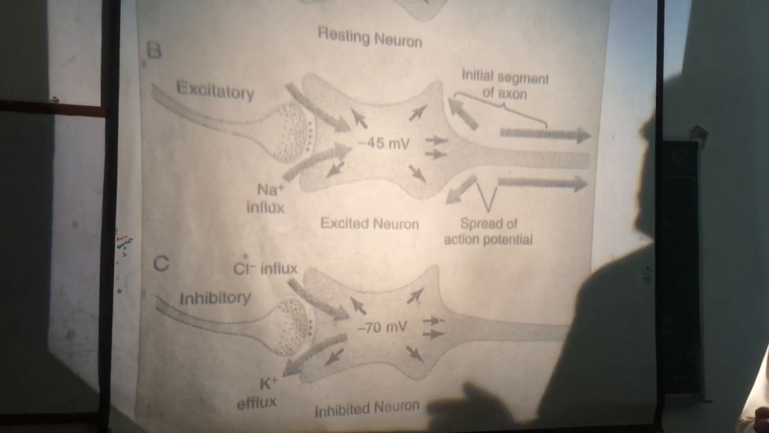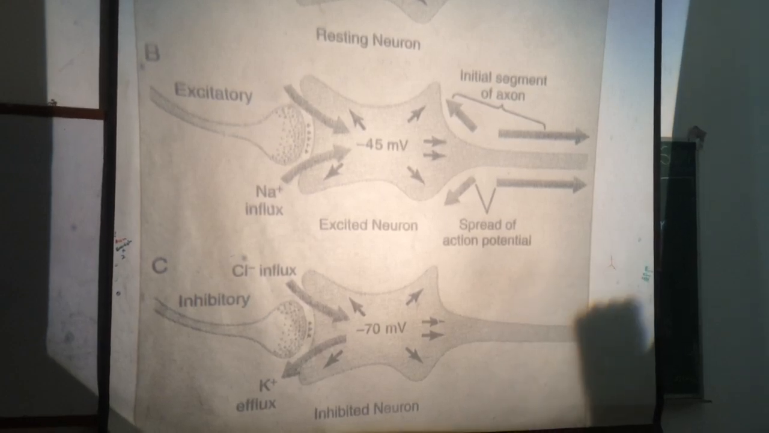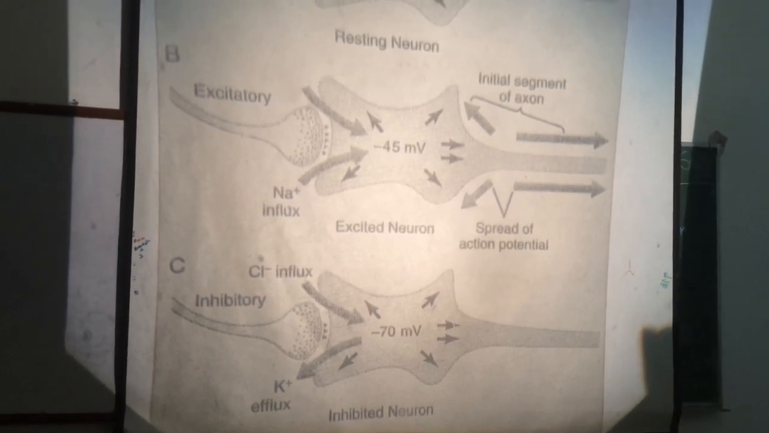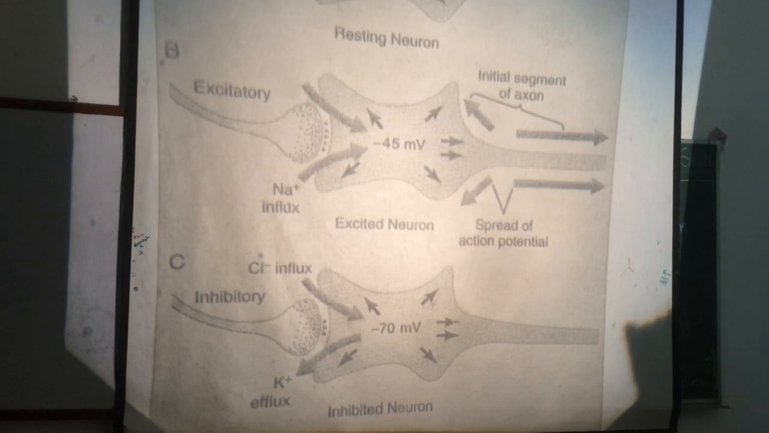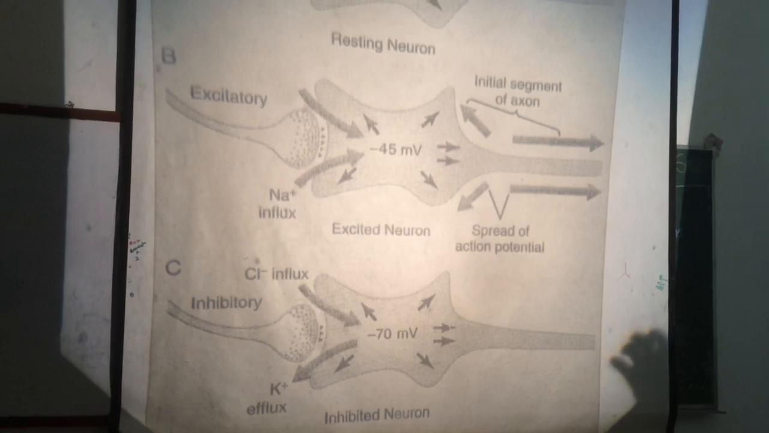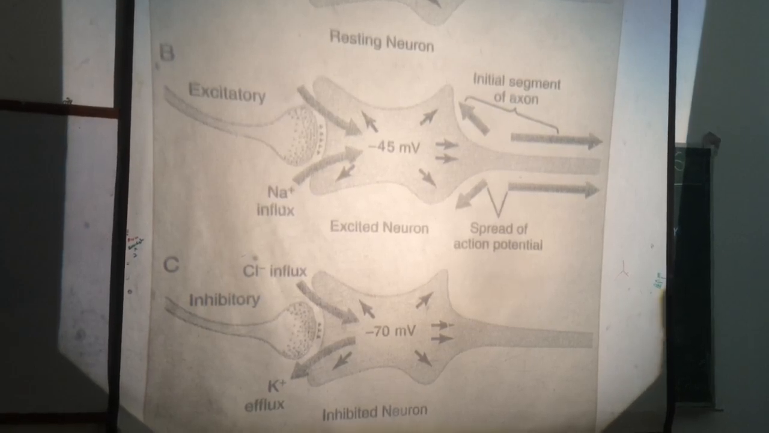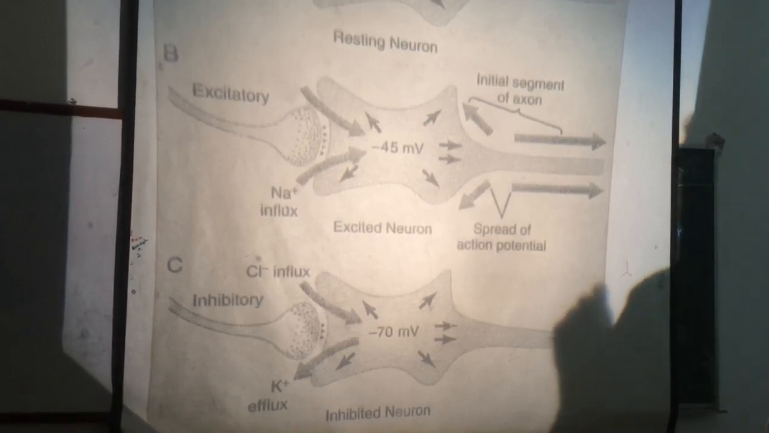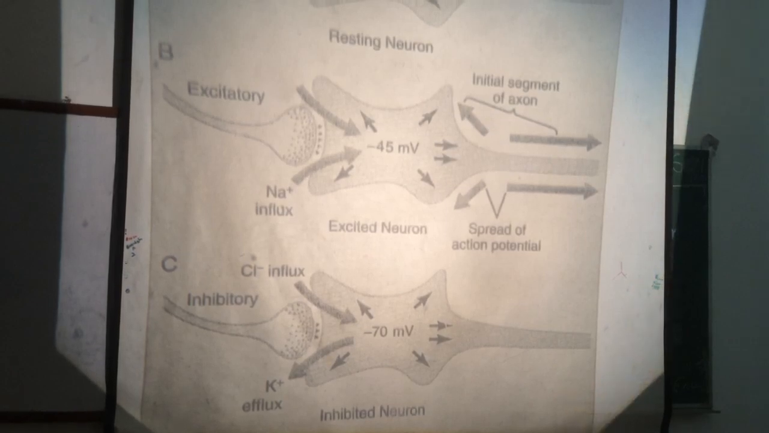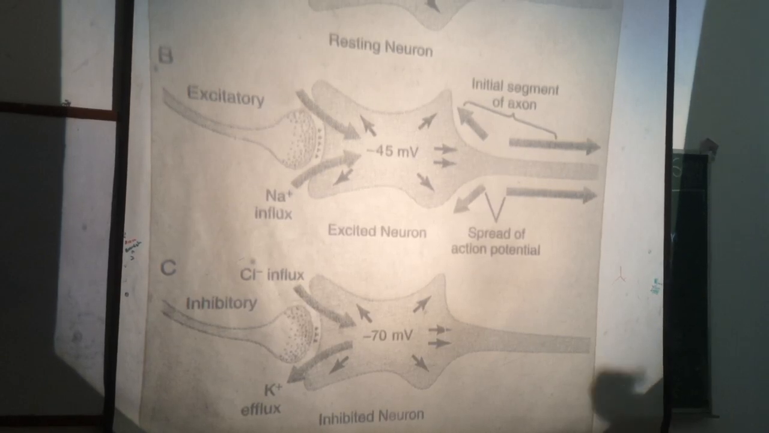Now I'll discuss properties of synaptic transmission. The first property is Dale's law, D-A-L-E. Dale's law is that at a given synapse, only one type of neurotransmitter is released. It may be excitatory or inhibitory.